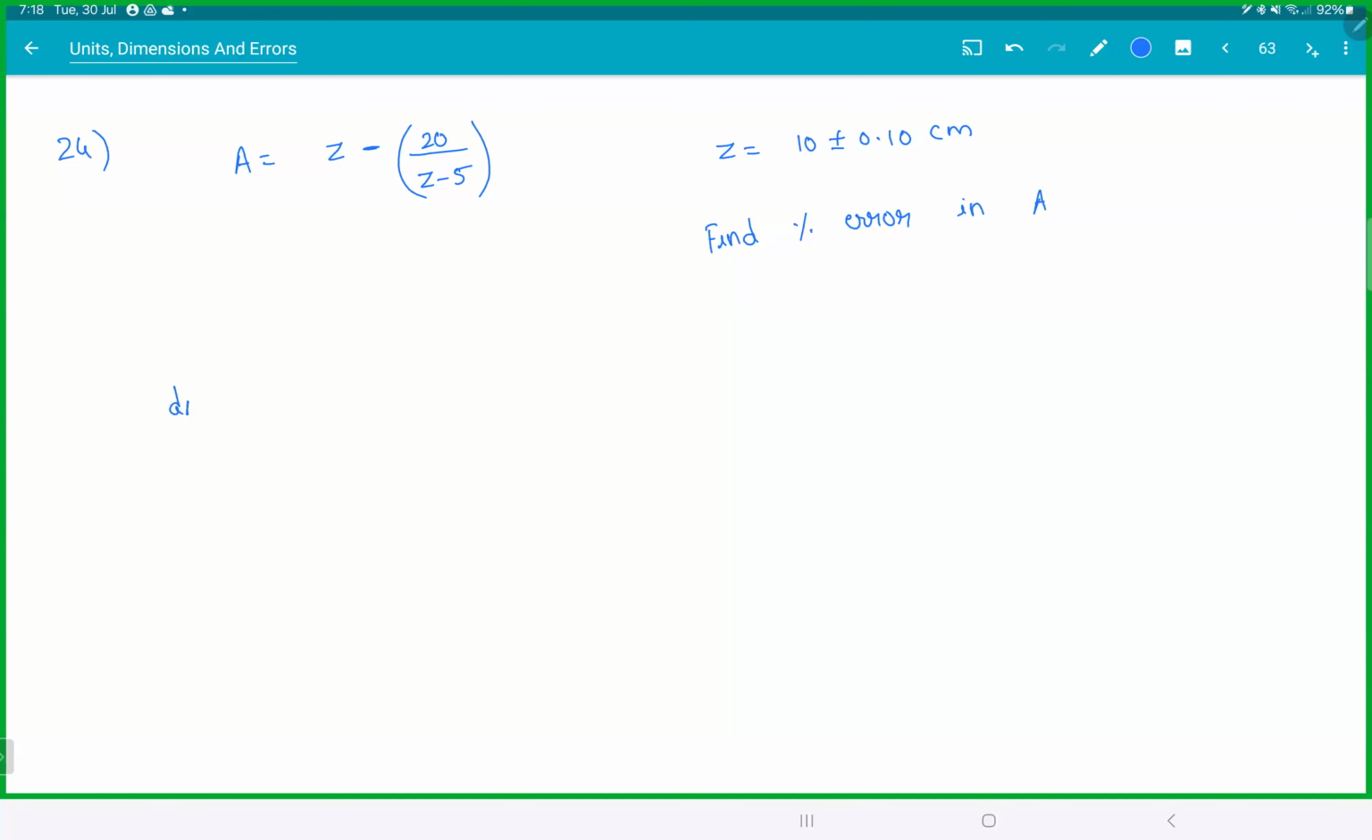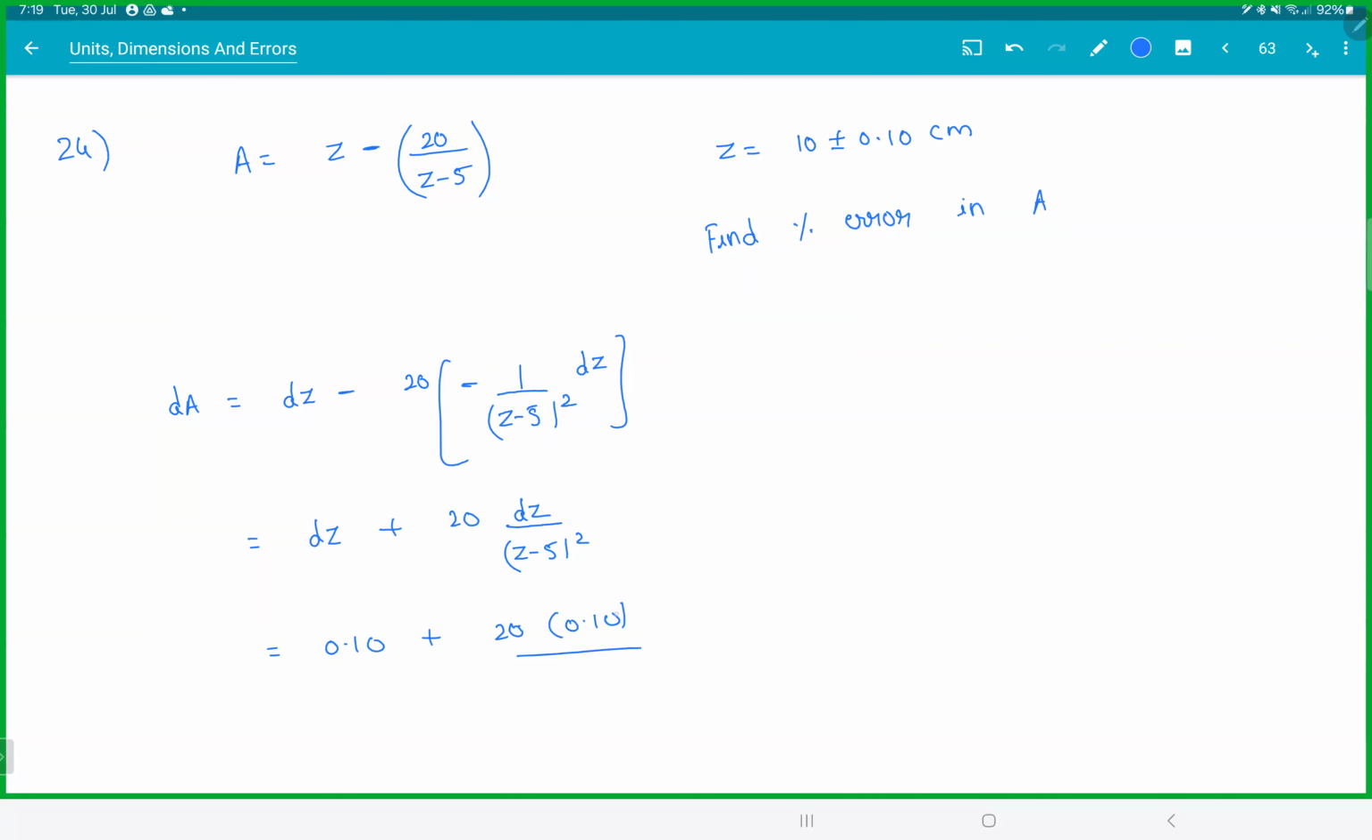Differentiate on both sides. This will be dA, this will be dz minus 20 by, if you differentiate this guy, it will be minus 1 by z minus 5 whole square into dz. Chain rule, z minus 5 whole power minus 1. So this is dz plus 20 dz by z minus 5 whole square. So dz is 0.10 plus 20 into 0.10 by z minus 5. 10 minus 5, 5 square, that's 25.